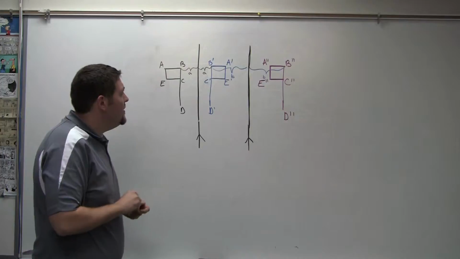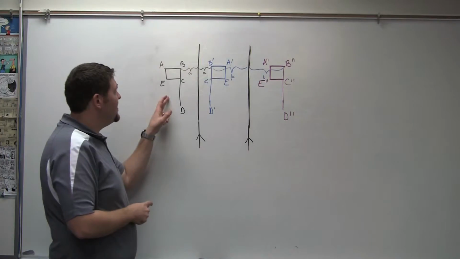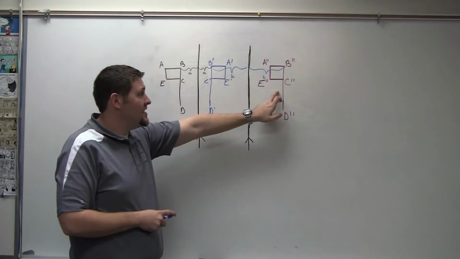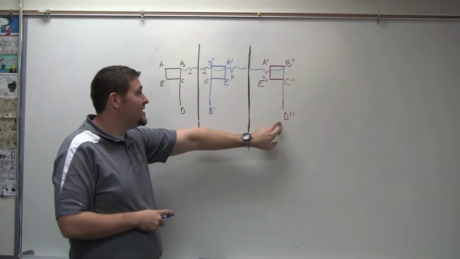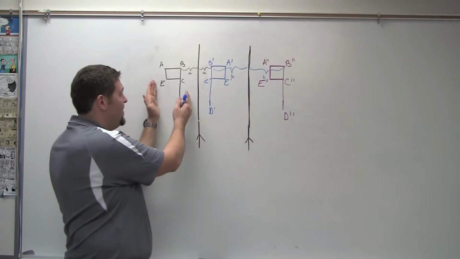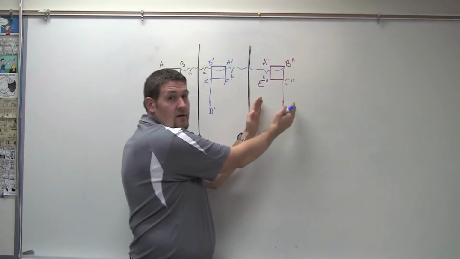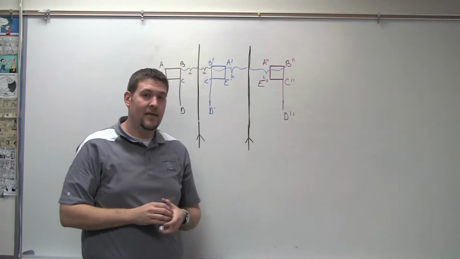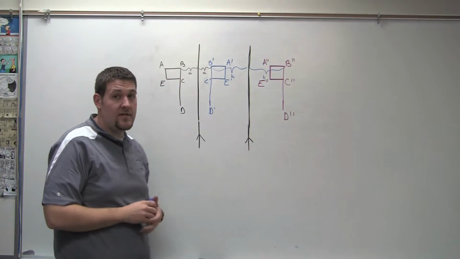Okay? Now you'll note that this image, A, B, C, D, E, is the same orientation as A double prime, B double prime, C double prime, D double prime, E double prime. And that shape looks like I picked it up and slid it over. So that transformation is something we call a translation. And a translation is a rigid transformation.